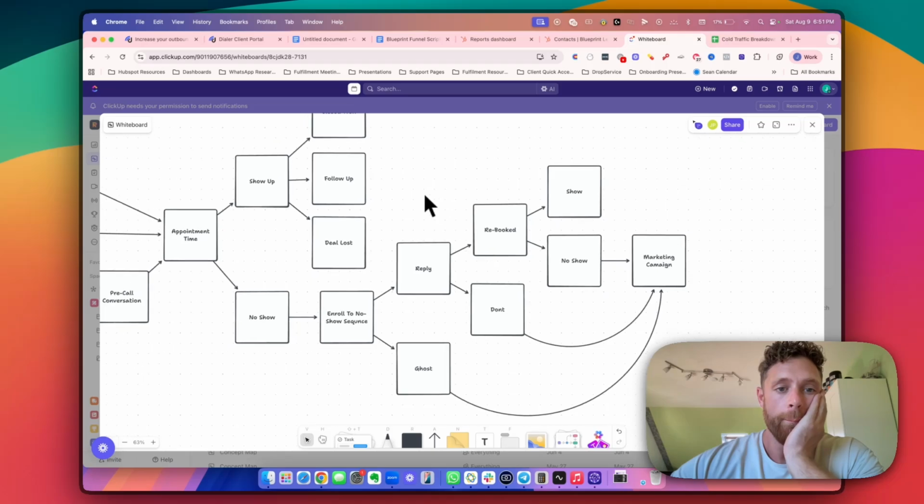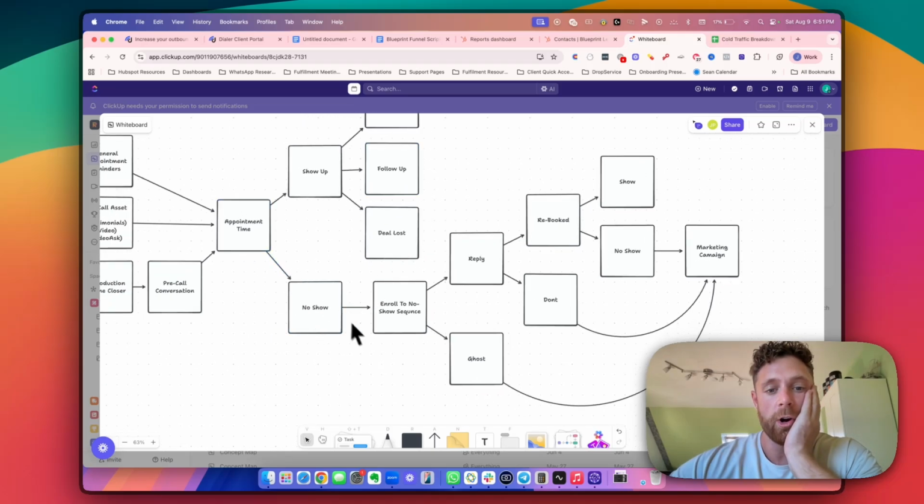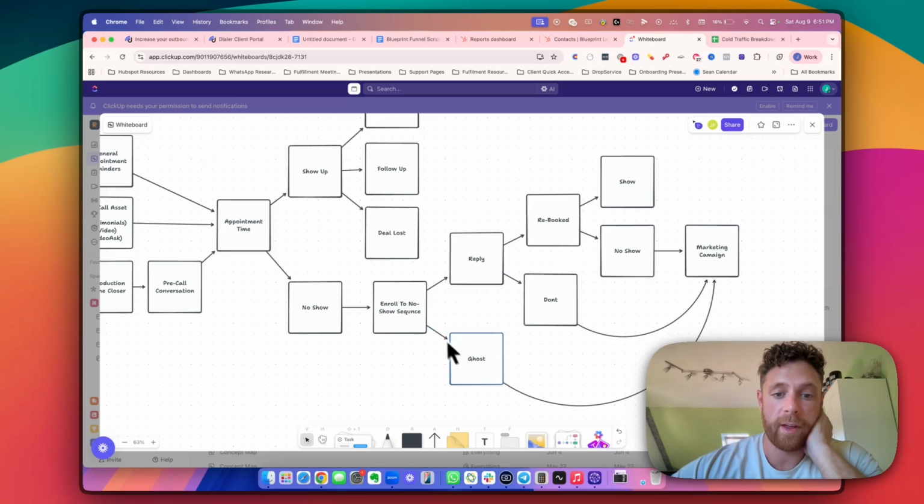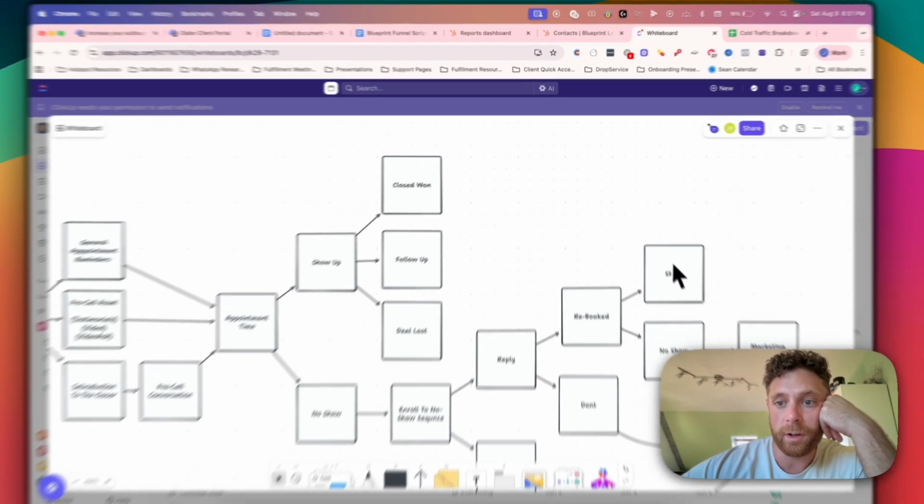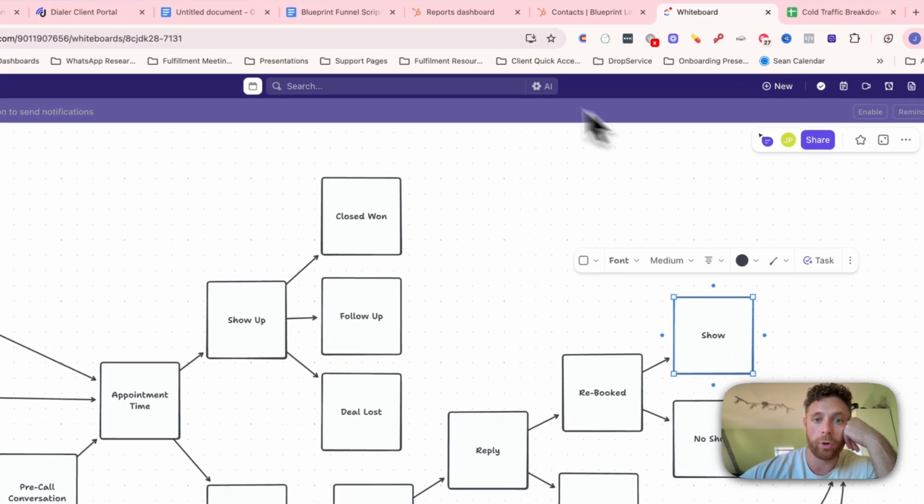Okay. So, now let's not lose track. If they're a no-show, we enroll them in a no-show sequence. They either reply or they don't. If they ghost, then we just put them in the marketing campaign. If they reply, we get them rebooked. If they show up, well, that is going to come back over to here.